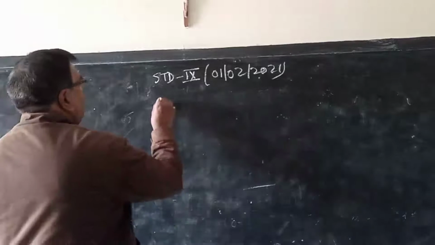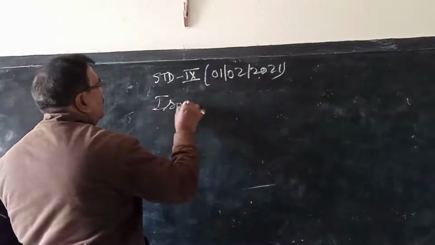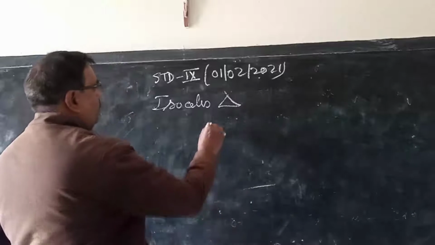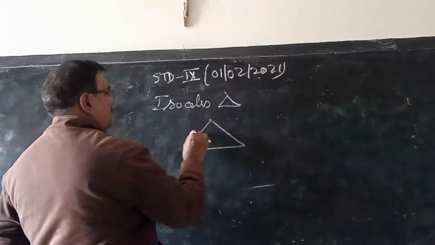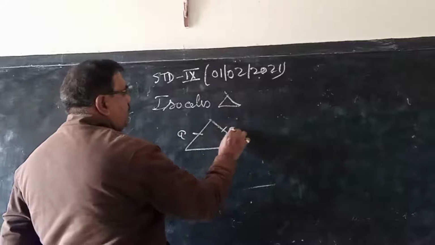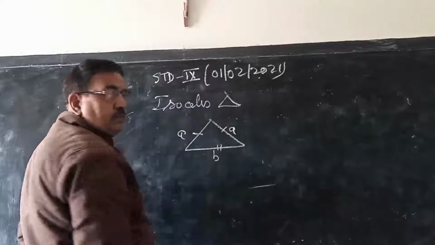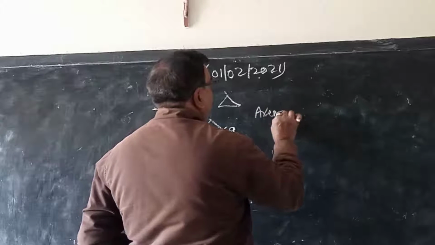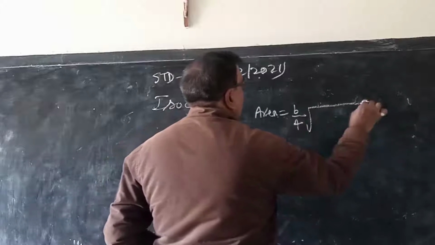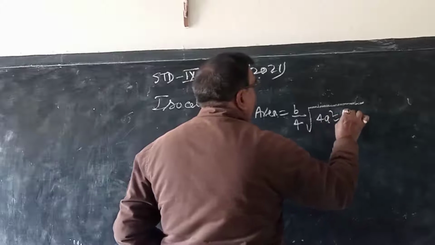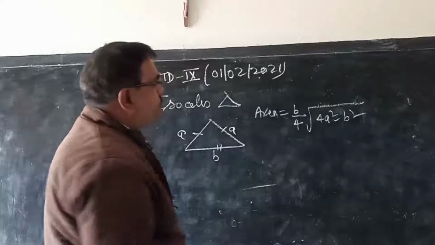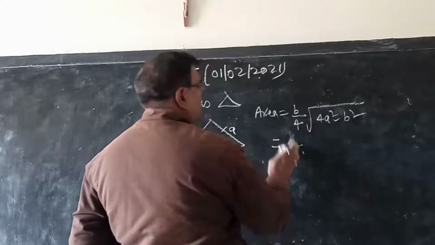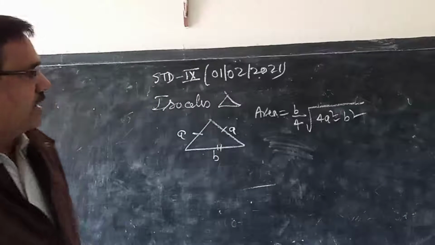Now the isosceles triangle. In an isosceles triangle, two sides are equal. Let the equal side be A and the unequal side be B. To find the area of the isosceles triangle, area is equal to B by 4 root over 4A square minus B square. This is the formula to find the area of an isosceles triangle.